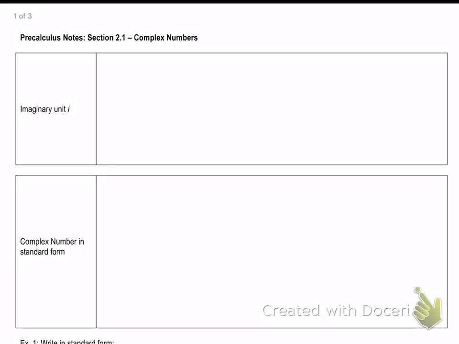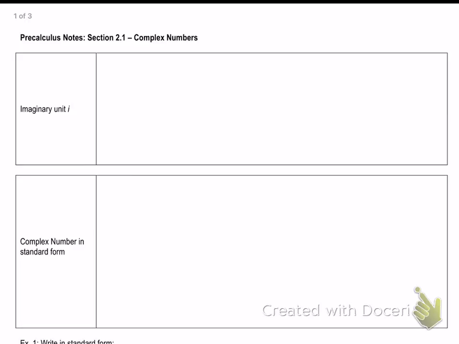All right, so this section covers 2.1, and as we start this new chapter, the first thing that we're going to go over is all the different ways of operating on complex numbers. So before we get into adding, subtracting, multiplying, and dividing complex numbers, let's talk about what they actually are. So the first thing that I want to talk about is this idea of an imaginary unit i.